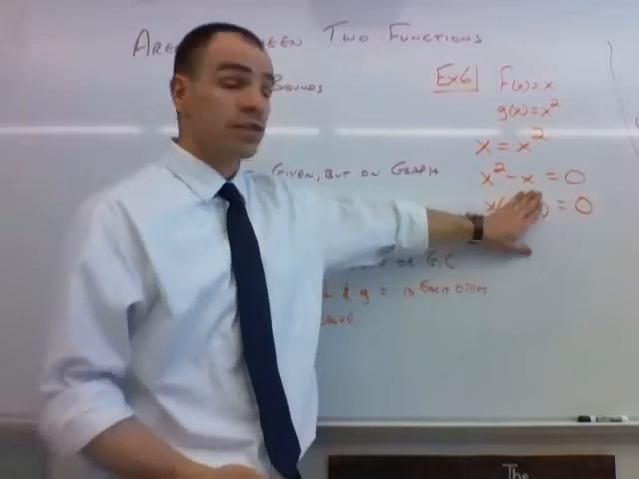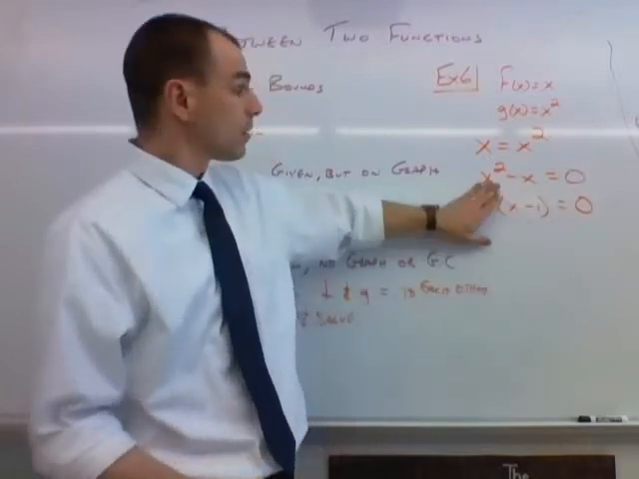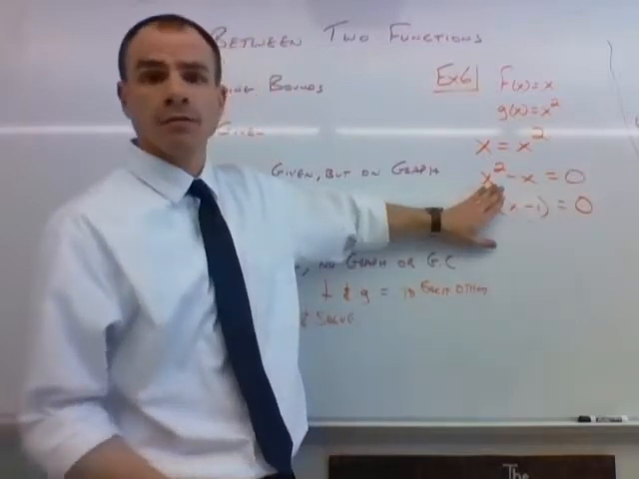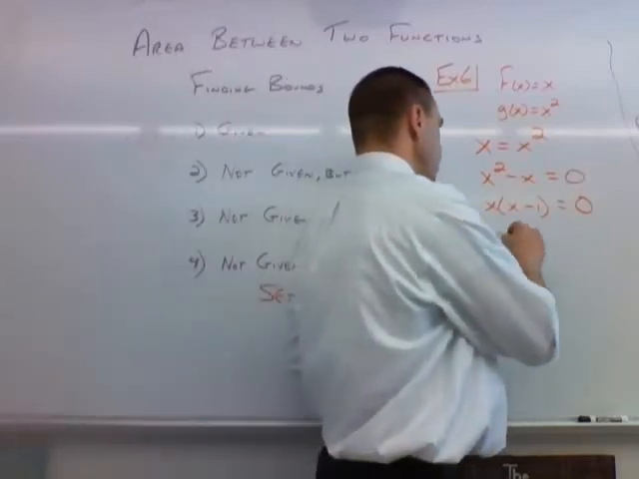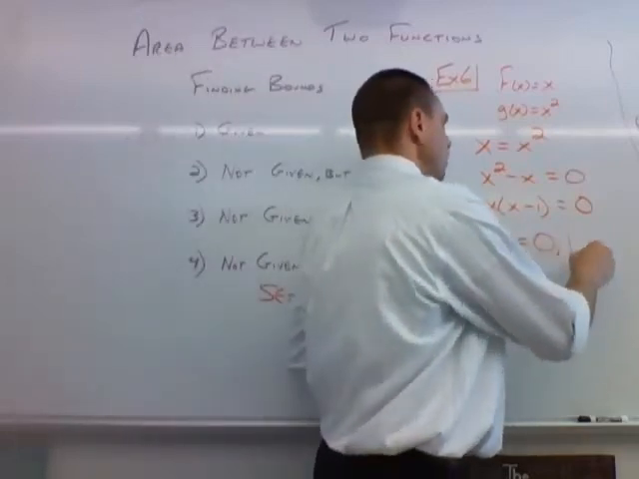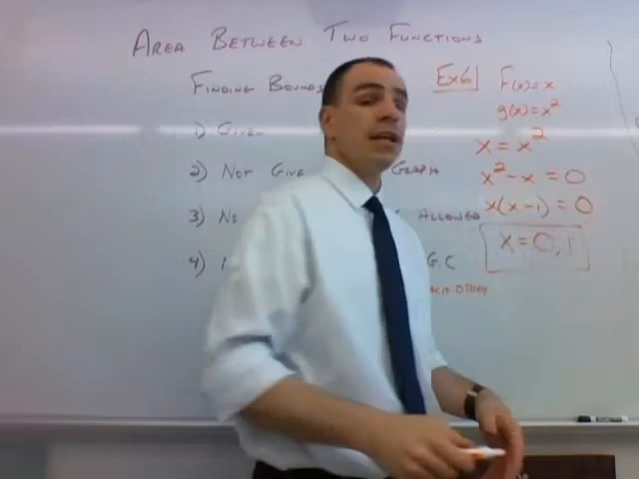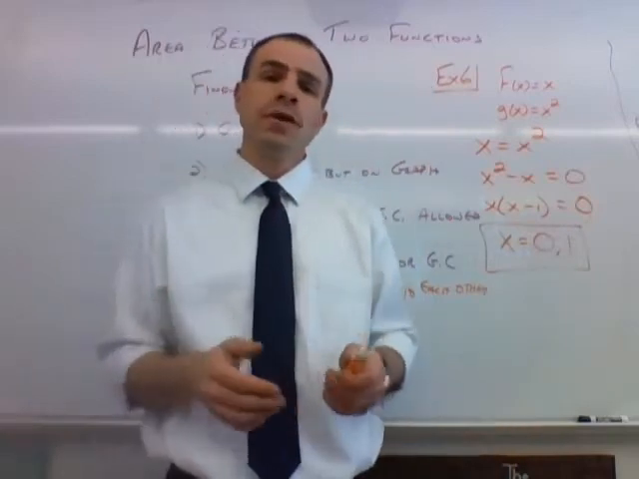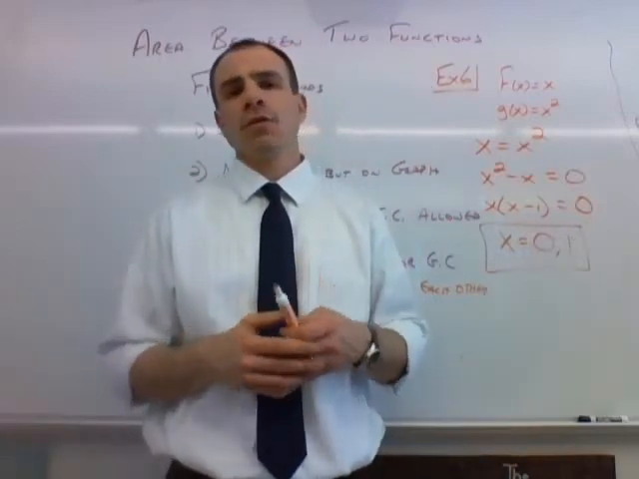We can see that x is 0. That's one answer. And the other answer is that x could be 1. So there are two answers there. Our two points of intersection are 0 and 1. And again, we found them by setting the two functions equal to each other and then solving that equation.